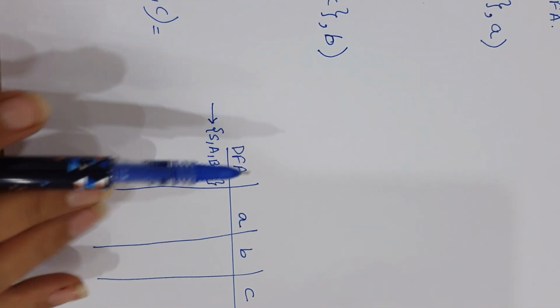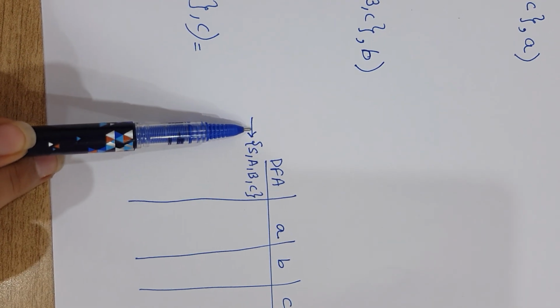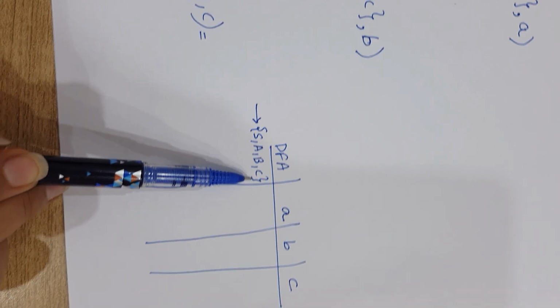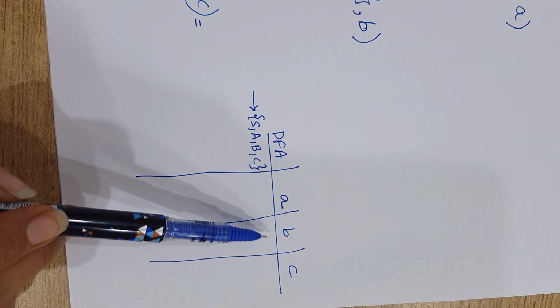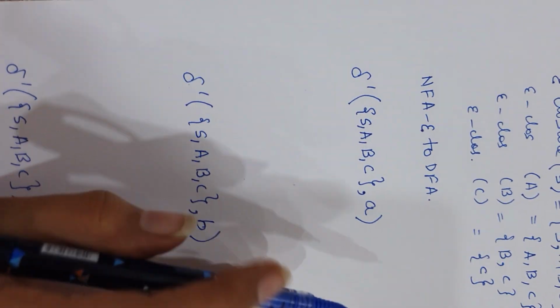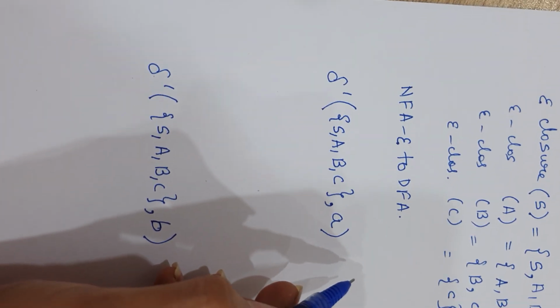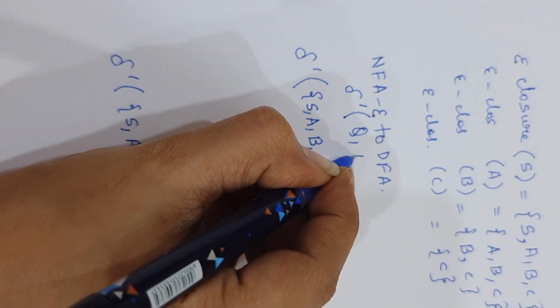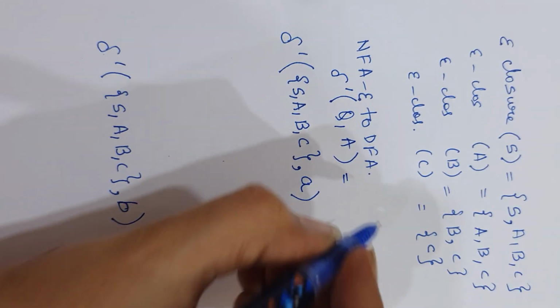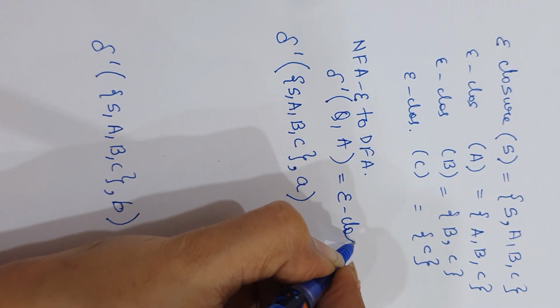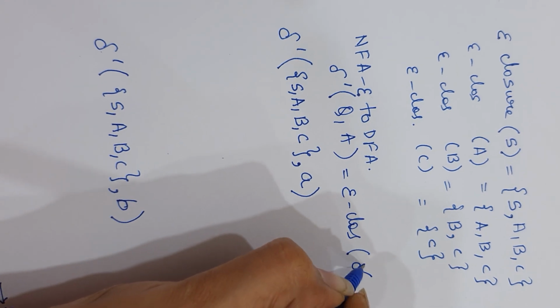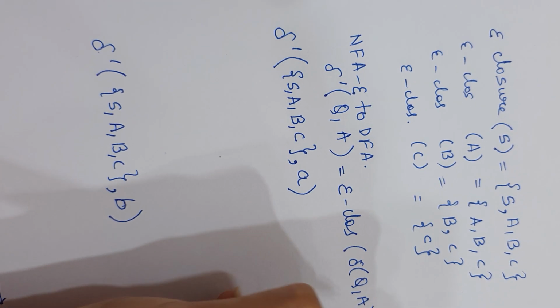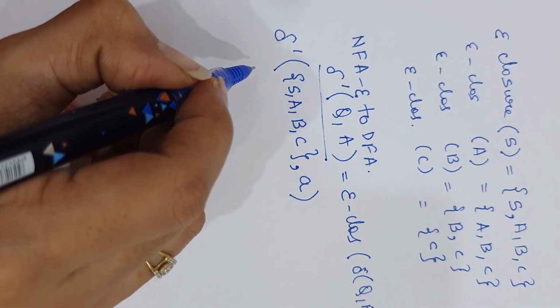I'm not renaming any states now. So this is my initial state SABC. We'll find its transitions using A, B and C. So let's see how we do this using A. Now if you remember, the transition Q comma A is found by finding the epsilon closure of delta Q A. So this is delta dash which we have written.